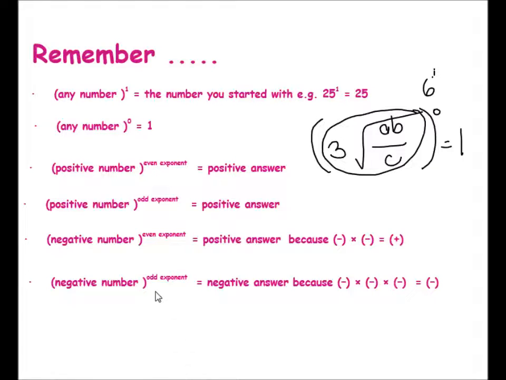If I have a negative number to an odd exponent, my answer is going to be negative, because once again, if I group them in 2s, two negatives multiplied together will give a positive, but once I've grouped them in 2s, if I have an odd number of values, I'm going to have a spare negative, so my answer is going to be negative.